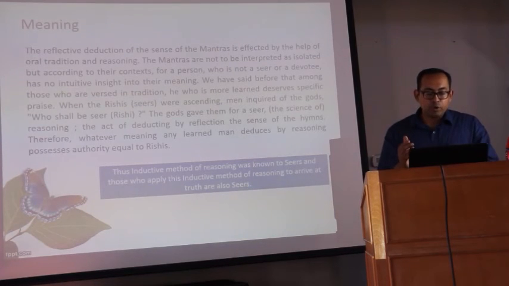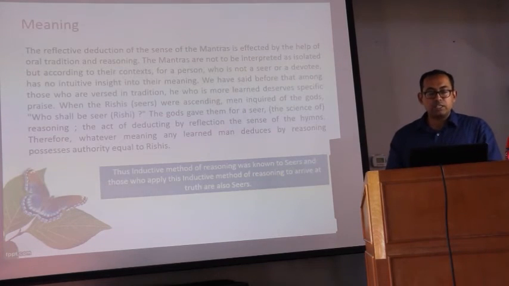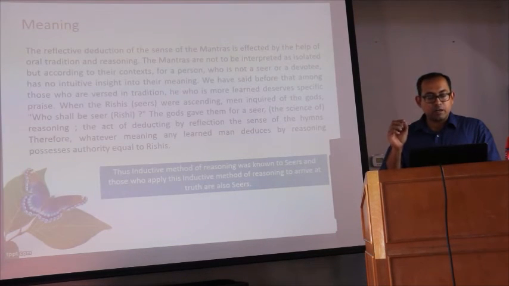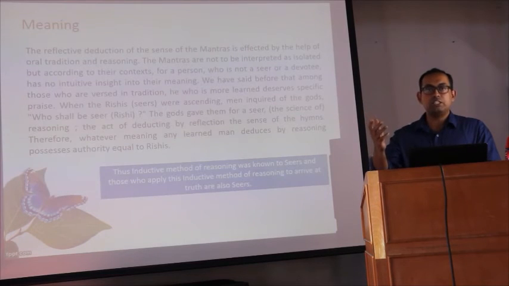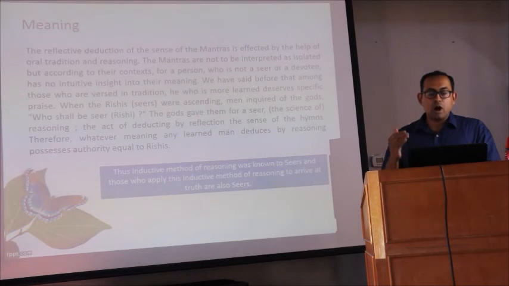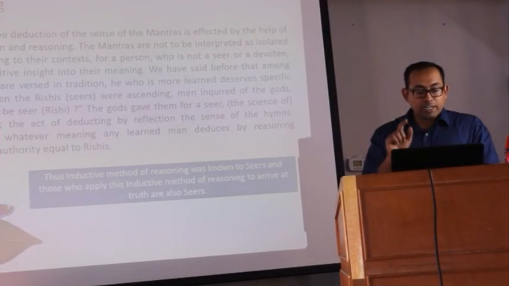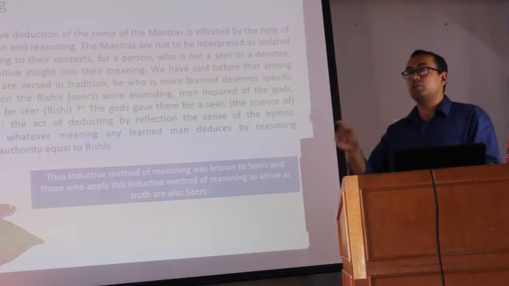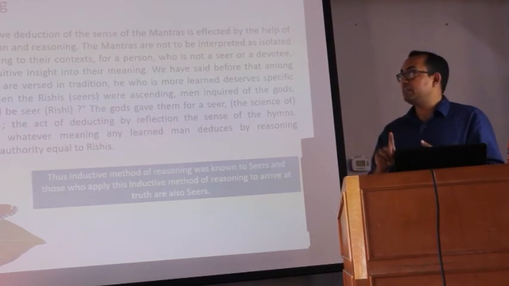We have said before that among those who are versed in tradition, he who is more learned deserves specific praise. When the rishis were ascending, man inquired of the gods, who shall be rishis or seer? The god gave them for a seer the science of reasoning. The act of deducting by reflection their sense, whatever meaning any learned man deduces by his reasoning, possesses authority equal to rishis. Now, I am not saying this.